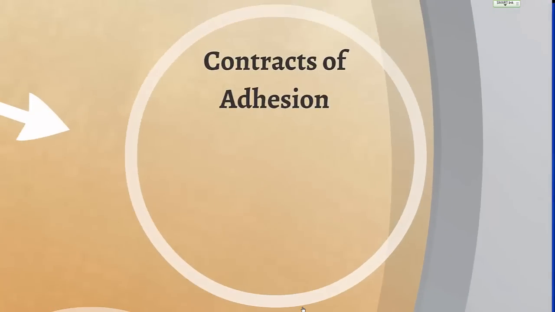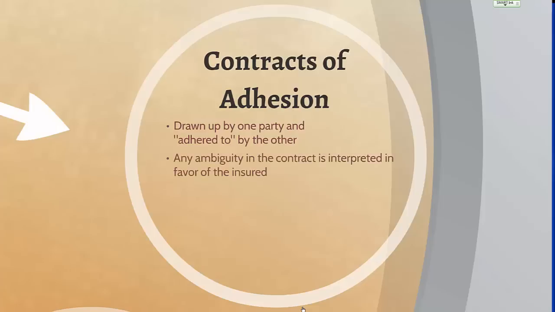And finally, it's a contract of adhesion. This is a really important aspect of an insurance contract. This is because it's drawn up by one party and adhered to by the other. The insurance company draws up the contract, and the insured generally has to adhere to all of its terms. Therefore, it's the responsibility of the insurance company to make the policy clear. Any ambiguity in the contract, because of a contract of adhesion, is interpreted in favor of the insured.